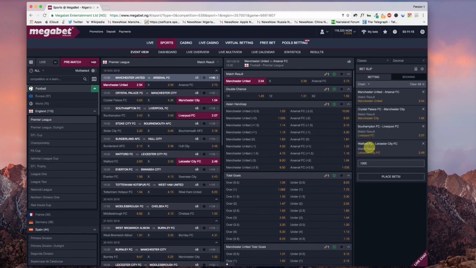This is a very shrewd way of placing several single bets using very limited capital. I don't have to place one bet and then wait and then come back and place another. I could just set the chain and leave. And this is how chain betting works.